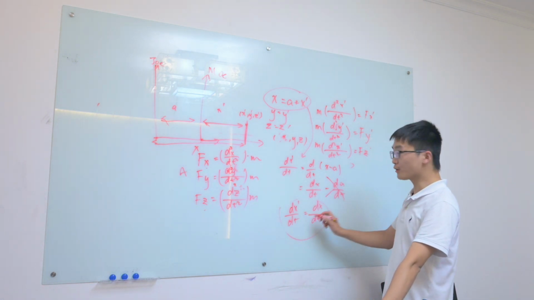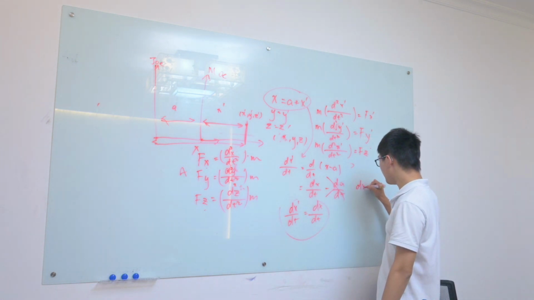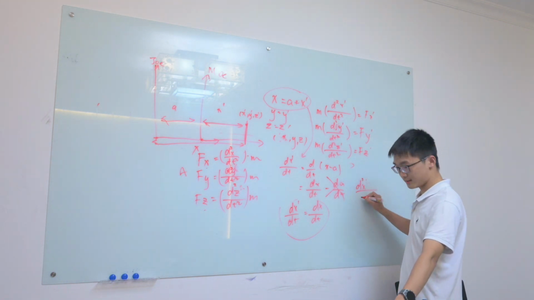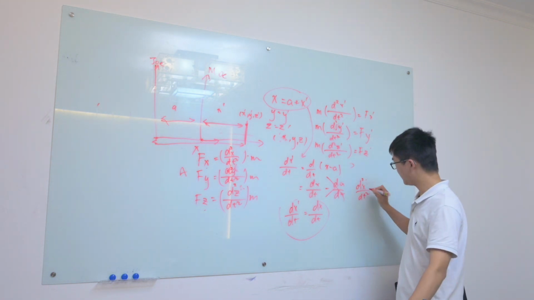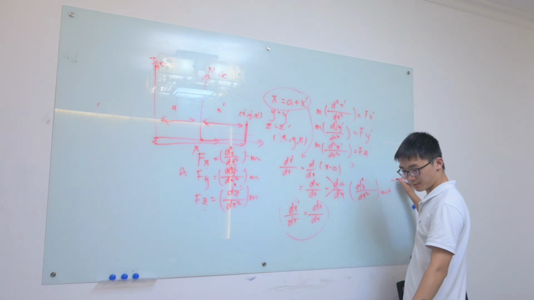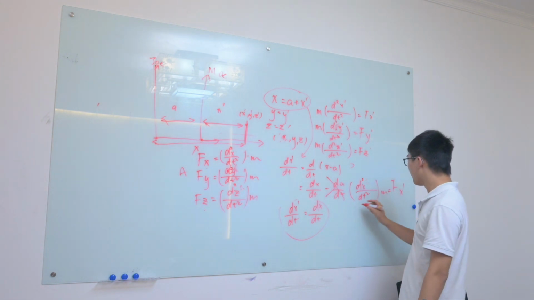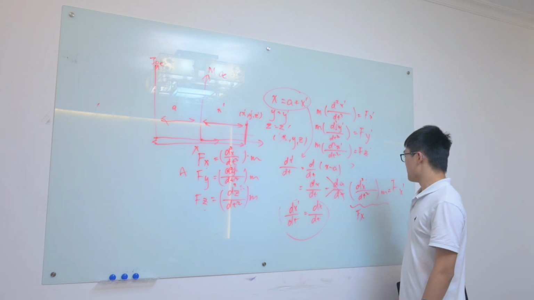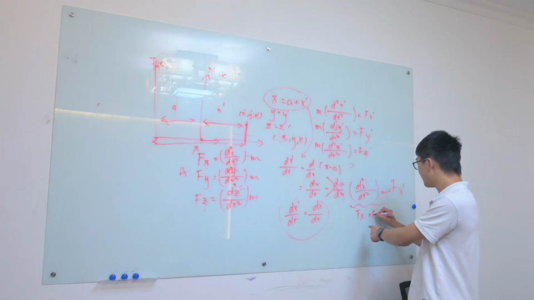So, because we know this, then m times the second derivative of x prime is equal to f x prime. And what is this? This is f x. So you say that f x is equal to f x prime.